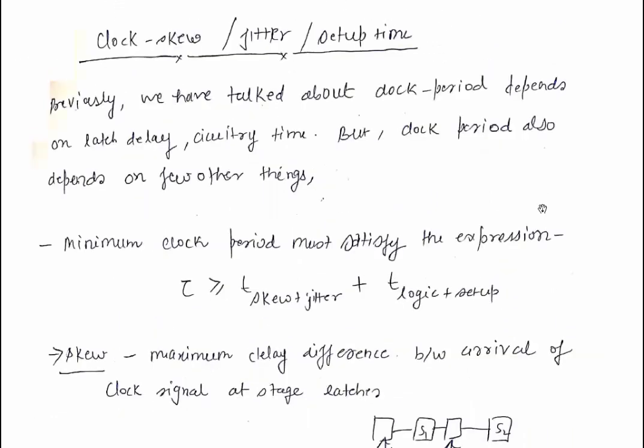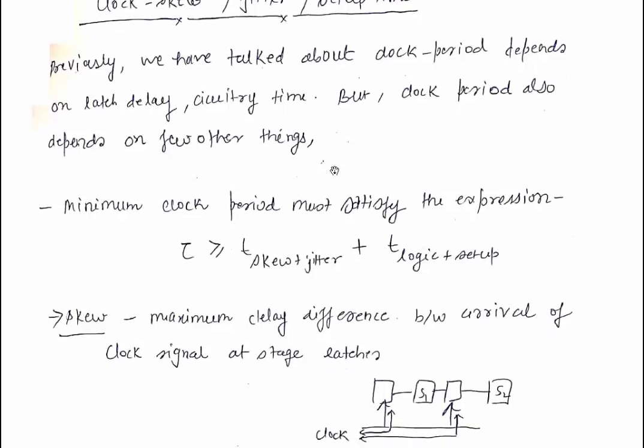Again, these are pipeline efficiency, throughput, and speed up. After that there is a very important term, that is clock skew, jitter or setup time. Previously we talked about the clock period depending on the latch delay and your circuit time, that is tau and tk, but here the clock period also depends on a few other things. The minimum clock period must satisfy the expression, that is tau must be greater than or equal to t skew plus jitter plus t logic plus setup.